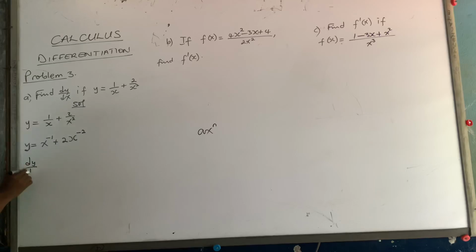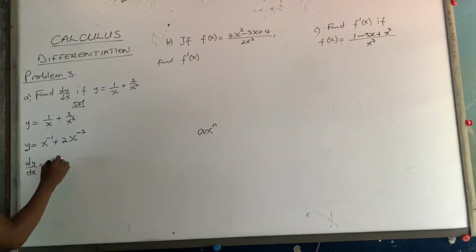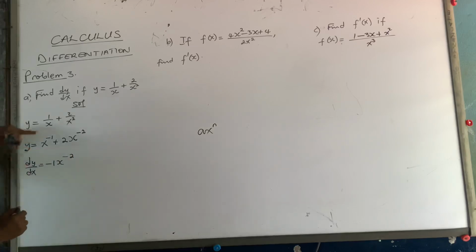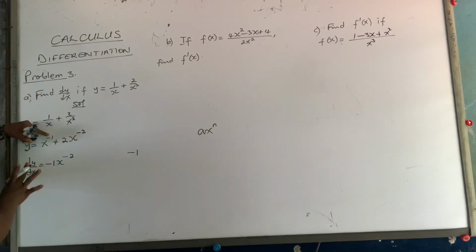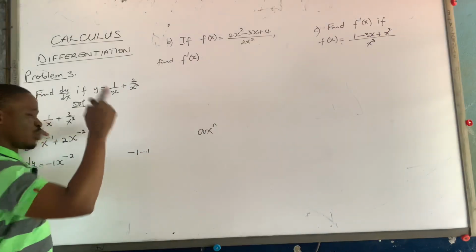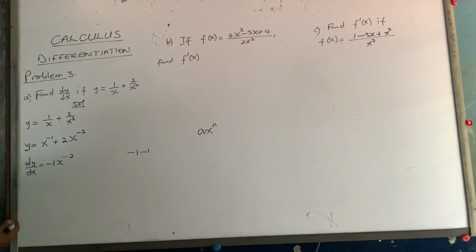Having done that, we can now say dy/dx. The power multiplies the coefficient: minus 1 times 1 is minus 1. Then we have the variable, and we say the power minus 1. The power is already minus 1, but according to differentiation of this nature, we must subtract 1 again. So we get minus 2.